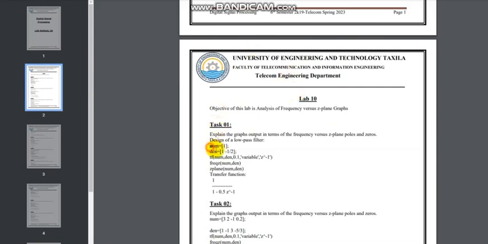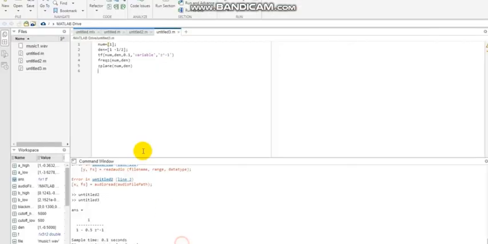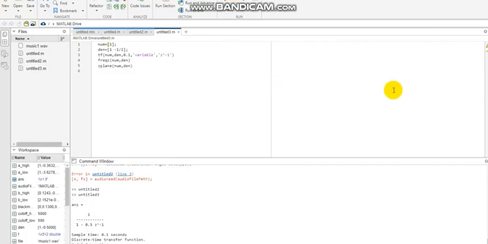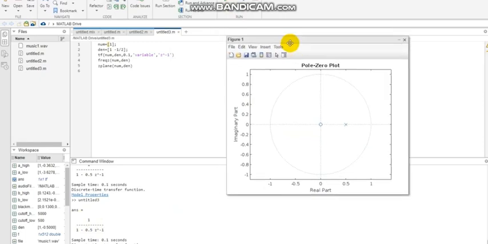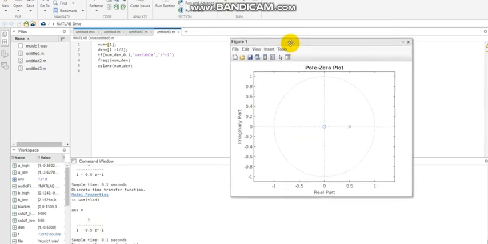In this task of lab 9, we have given numerator and denominator values, and we need to run this for poles and zeros. Numerator shows zeros, while denominator shows poles. The X is showing that it has one pole, and the 0 on the graph shows that it has a zero at 0, while the pole is at 0.5.